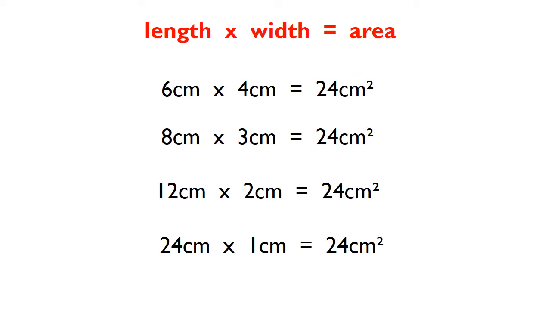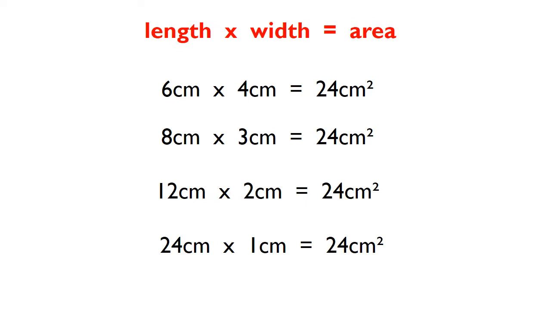Okay, so here we have it. Here are the multiplication facts that give us an answer of 24. We have 6 multiplied by 4 equals 24. We have 8 multiplied by 3 equals 24. We have 12 multiplied by 2 to give us 24. And then we have 24 multiplied by 1 gives us 24.